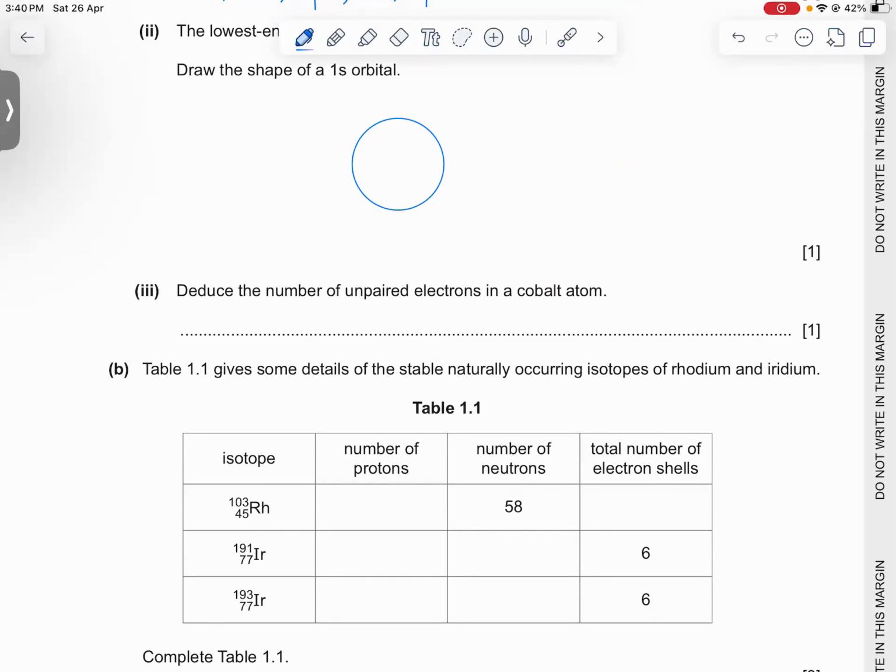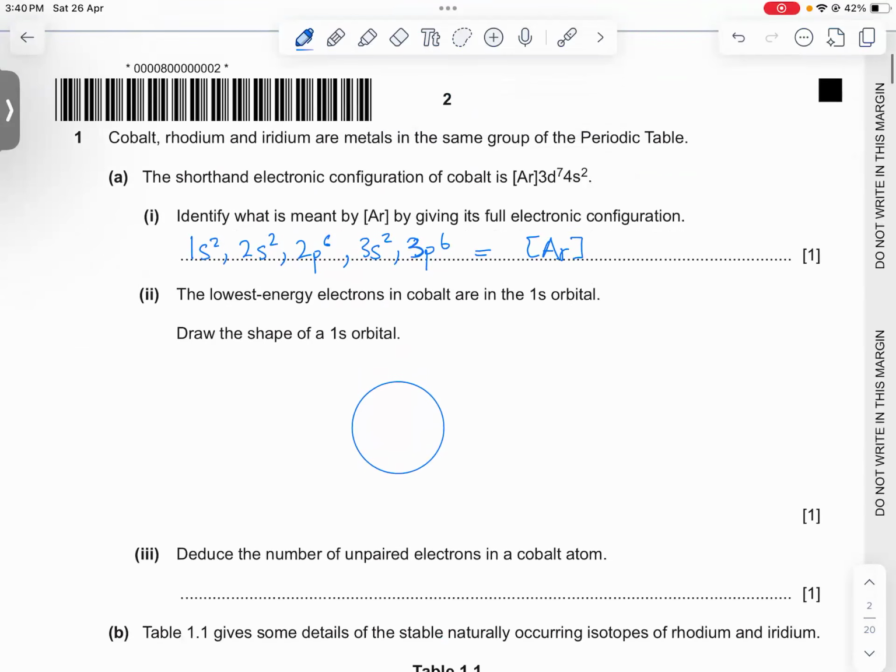Deduce the number of unpaired electrons in a cobalt atom. How many unpaired electrons are there in a cobalt atom? For that we have to look at its final shells. How do we know unpaired electrons? If the subshell is not complete, then there is a chance of unpaired electrons. If the subshell is complete, then that subshell does not have any unpaired electrons. The 1s, 2s, 2p, 3s, 3p, even the 4s2 subshell, they are all complete subshells. So none of these subshells have any empty orbital or any unpaired electrons.